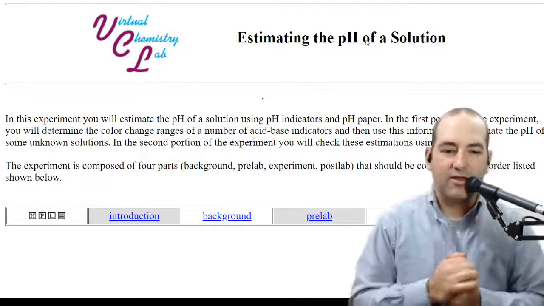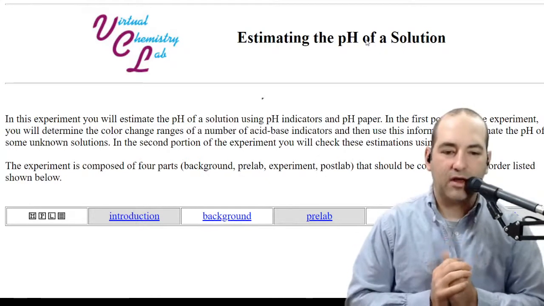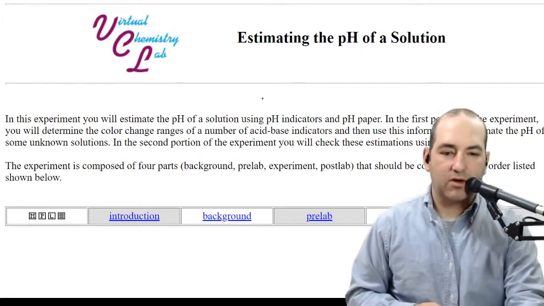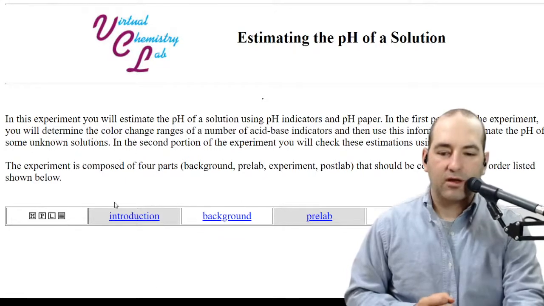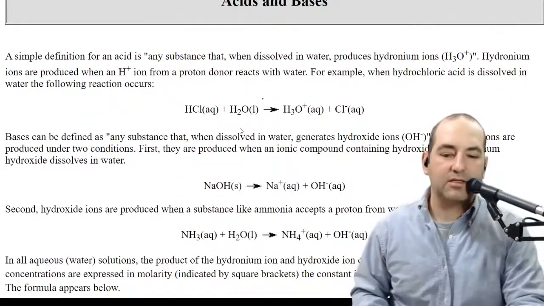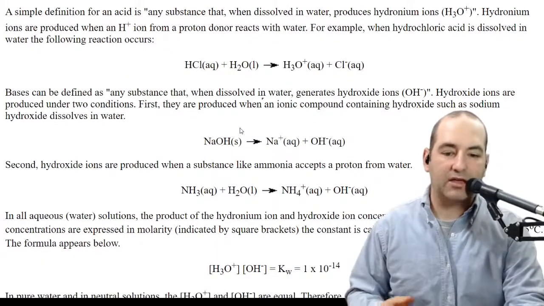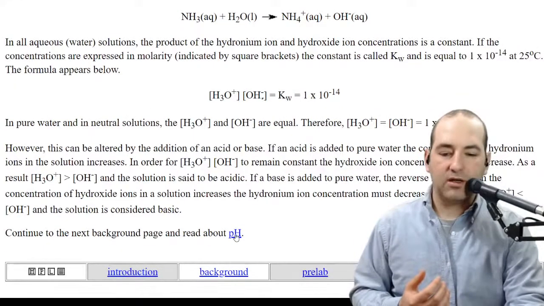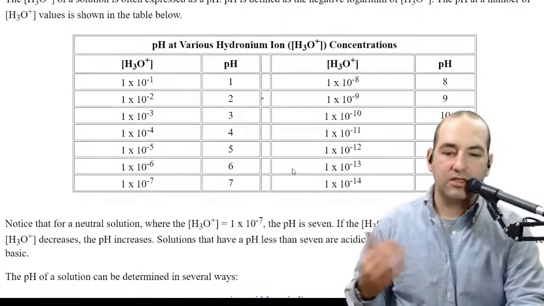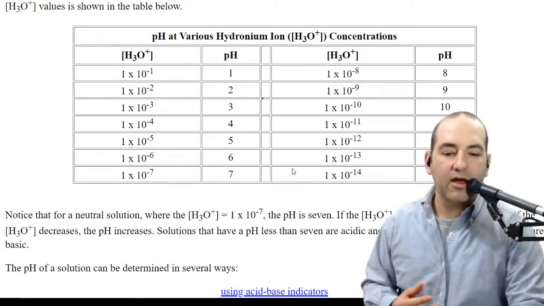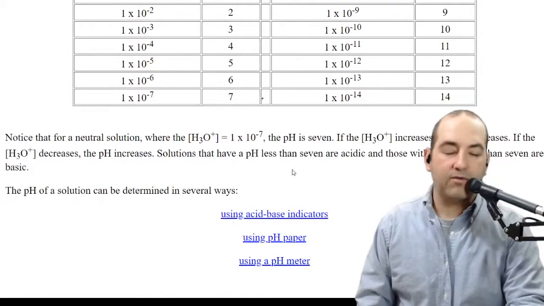So behind me, you can see the virtual lab for estimating the pH. The way this is meant to work is that you would start by reading the introduction here and then go into some background. The background gives you some more information about acids and bases. A lot of this is the same as what we did in class. It's really just review from what we were talking about together in class, again with the pH, looking at some different hydronium concentrations and how that corresponds to pH. Again, we've done that before.